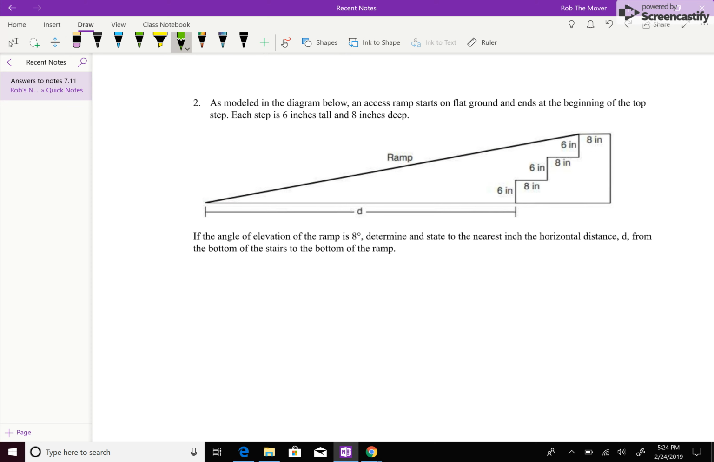Maybe it doesn't like the highlighting color there. Let me use blue. No, I forgot to do ink to shape. So there's my... I don't know what's going on, guys. I was able to make straight lines earlier, but I didn't want to do it. Okay.